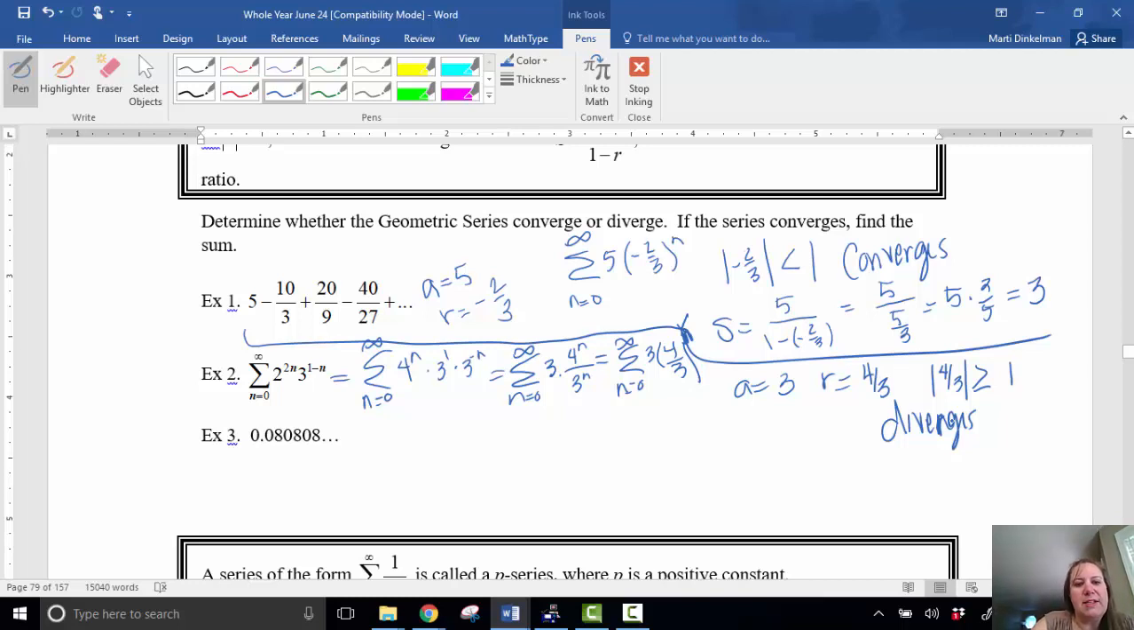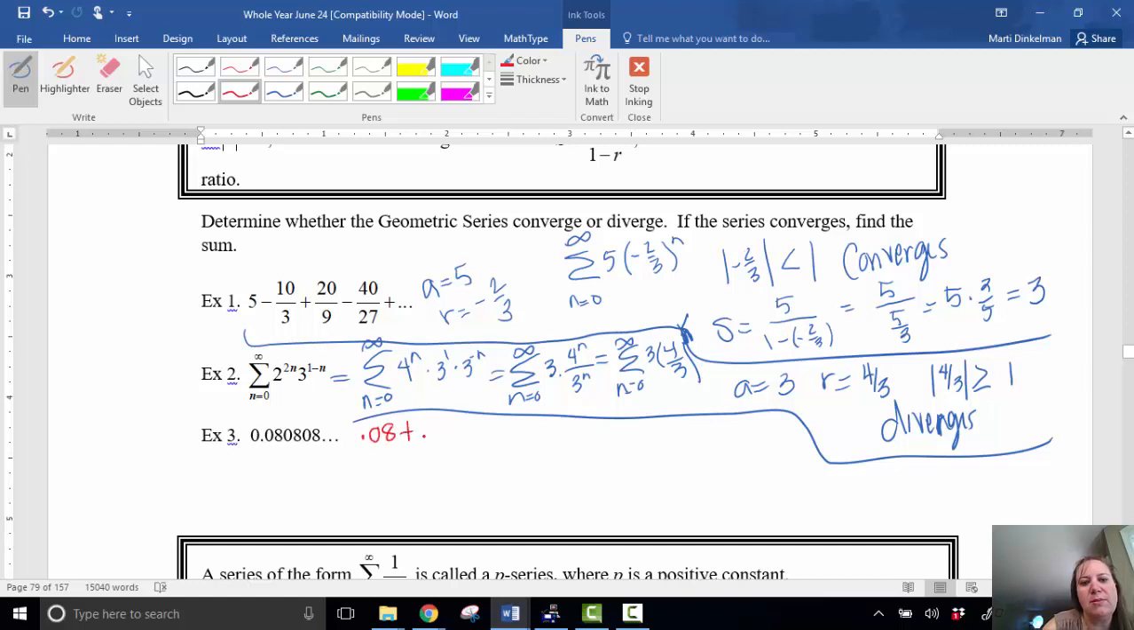Okay, and then 3 is not exactly set up like a geometric series, but these also are. What we need to think about is really that this is like 0.08 plus 0.0008. Does that look right? 1, 2, 3, 4. Okay. And then 6 of them, I guess. 1, 2, 3, 4, 5, 6. And so on. So I'm going to just write this in terms of fractions. So that's 8/100ths, and this is 8 ten-thousandths, and so on.